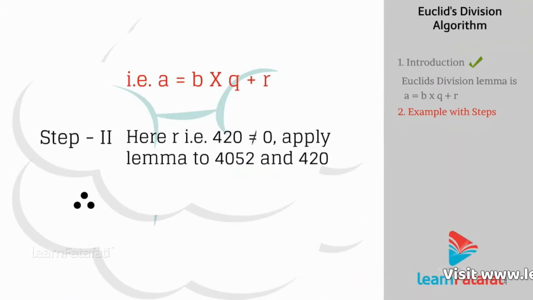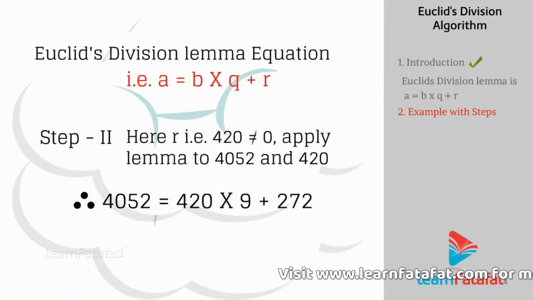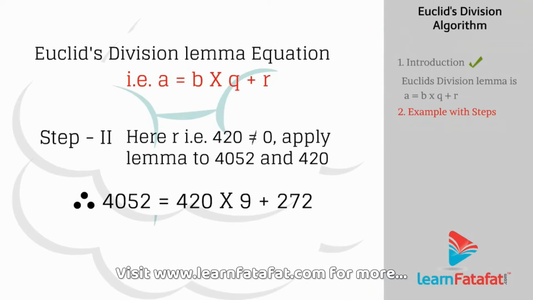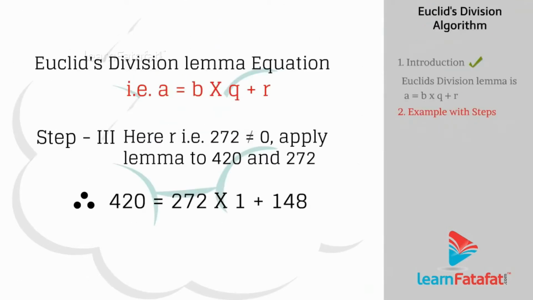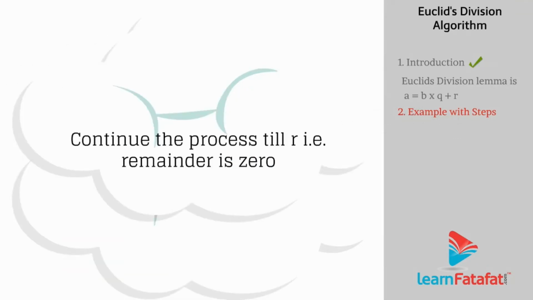Step 2. Here R, that is 420, is not equal to 0. Apply lemma division to 4052 and 420. Step 3. Here R, that is 272, is not equal to 0. Apply lemma division to 420 and 272. Continue the process till the remainder is equal to 0.